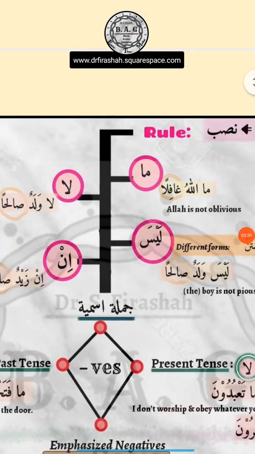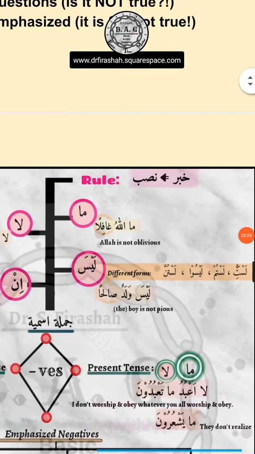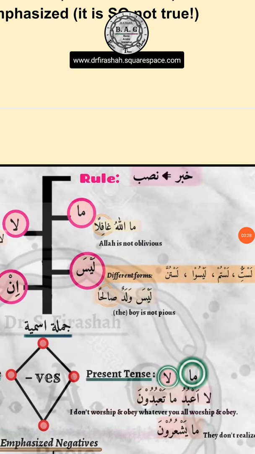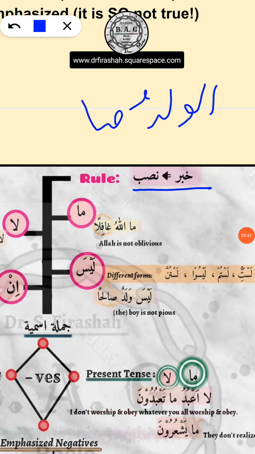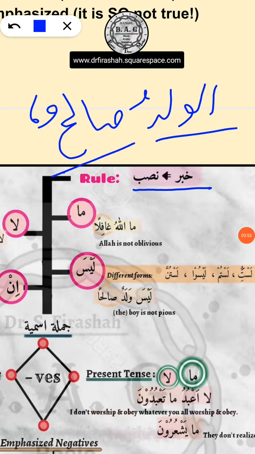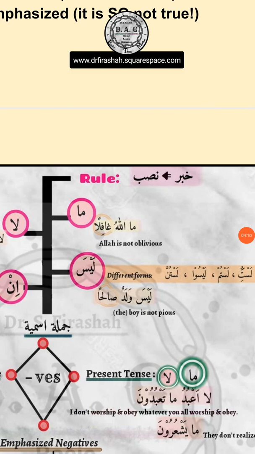Now let's deal with jumla ismiya first. The most important point for negative jumla ismiya is that the khabar has to be nasab. For example, if you say al waladu salihun, this is a jumla ismiya, the boy is pious. As you can see, this is your mubtada and this is khabar. If you want to make this a negative sentence, then you are going to turn this khabar into nasab. So it's going to be laysa or la or in or ma al waladu salihan. That's how it's going to be.